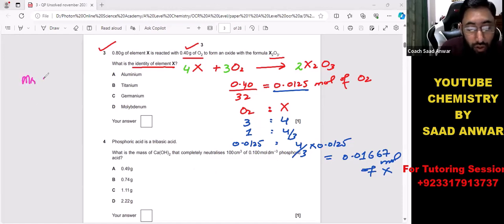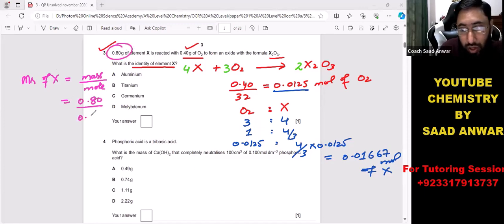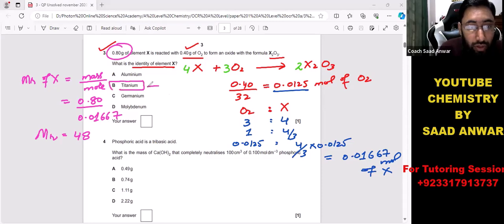Molar mass of X is equal to mass of X upon mole of X. The mass of X is given in the question, 0.80, and the mole of X is 0.01667. When I solve it, I get 48. So this is the Mr, and you can see in the periodic table titanium has 48. So the correct option is B.